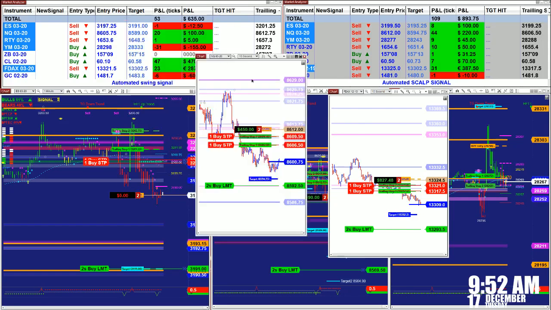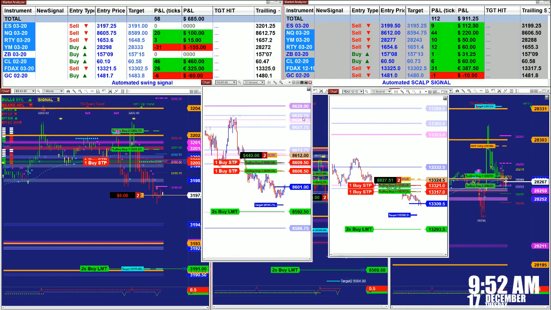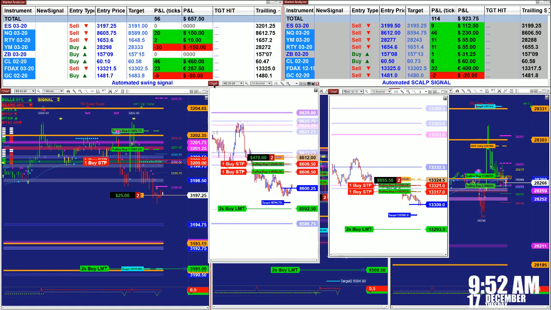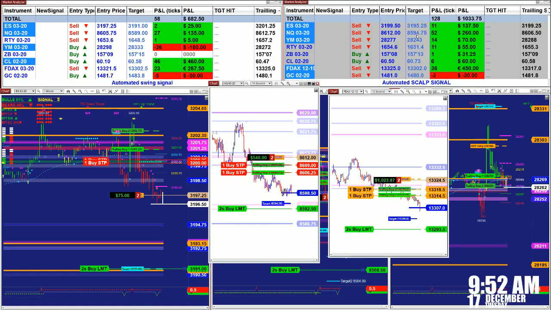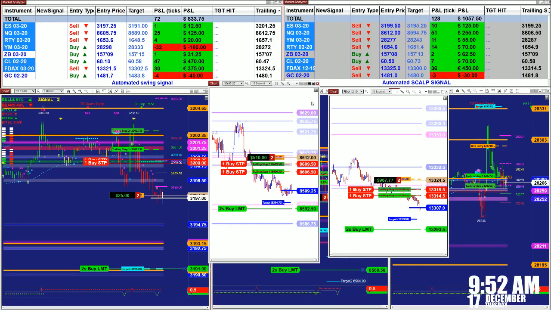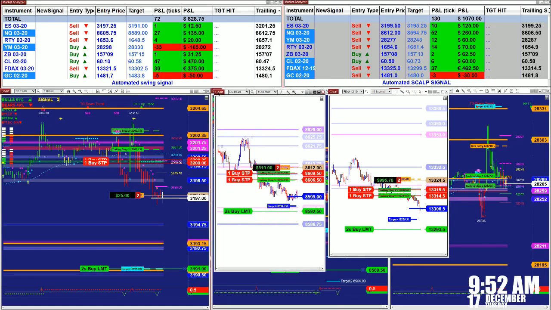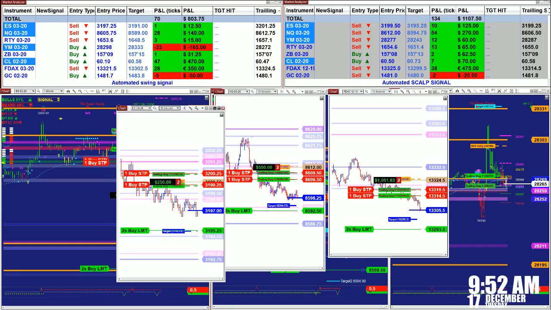As an example, on the scalper, this is the scalper coming from the Nasdaq signal, 8612, target 94, and there we go. This is your Nasdaq from the scalper. We'll take one more example. This is the ES, also scalper.